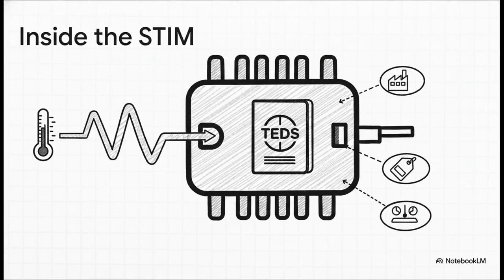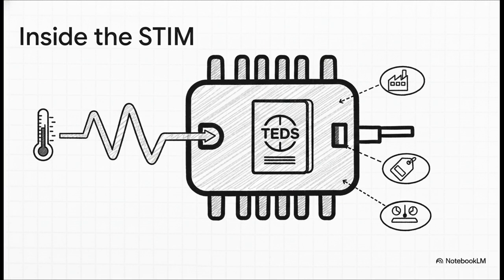So what's actually going on inside this STIM? Well, it takes that raw analog signal from the sensor, or transducer, which is just a technical term for something that converts energy, like pressure, into an electrical signal, and it turns it digital. But its real superpower is something called the TEDS, the Transducer Electronic Data Sheet. This is like the sensor's complete resume, storing everything from who made it to its exact calibration data.